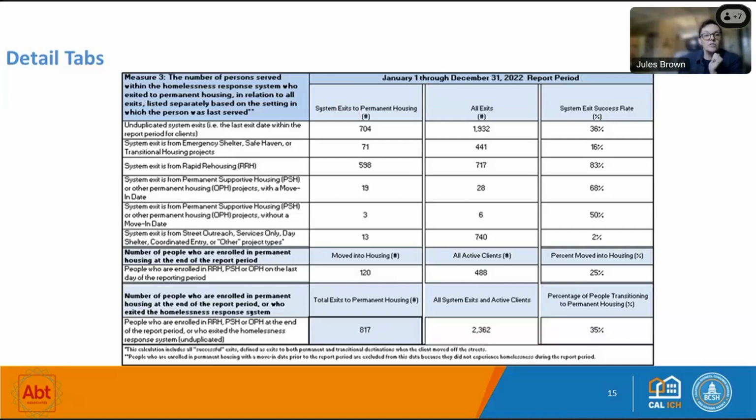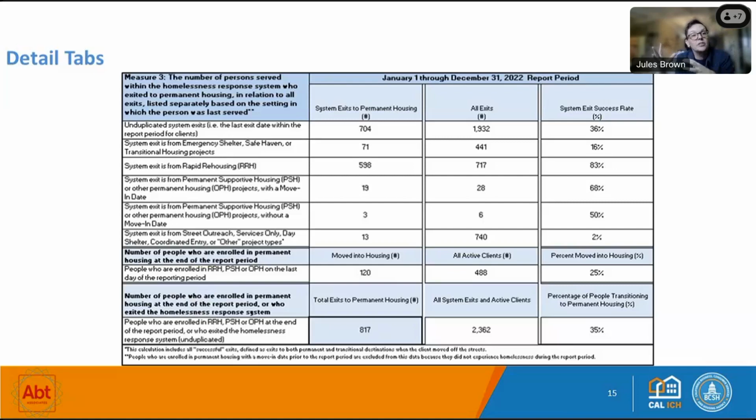So anyone who's still enrolled in the project is shown in that all active clients row in the middle. And then the subset of those who moved into housing is shown in the first column. And then the percentage in that last column. And then down on the bottom row, you're going to see the unduplicated combination of those two groups.